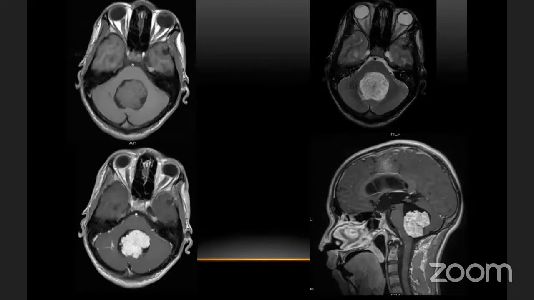They all want to operate, Dr. Manzar. Nobody wants to do anything. That's typical. This is typical of a neurosurgical resident.